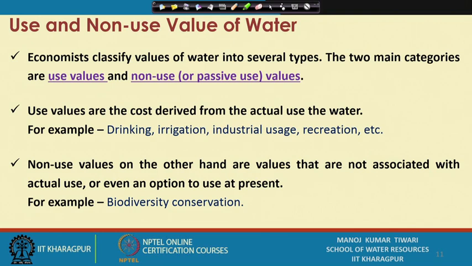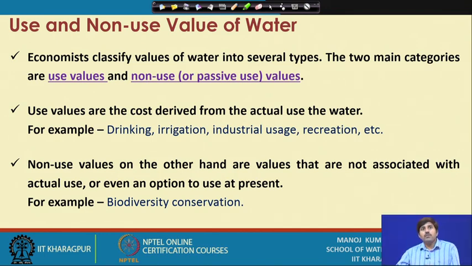The two main categories are use value and non-use value, or passive use value as we also say. Use values are the values derived from the actual use of water. For example, if you are drinking, you are using the water; irrigation, you are using the water in your field; industries, you are using the water for certain industrial processes; or recreational activities, where you are putting water through an artificial fountain or pumping. Whatever you are doing, that is a use of water.